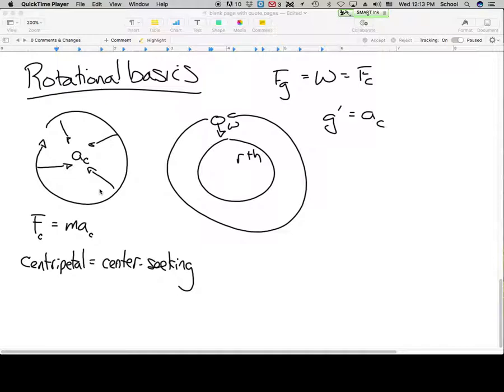So there are some equations that went with all of this stuff. And so I'll show you basically all the equations.